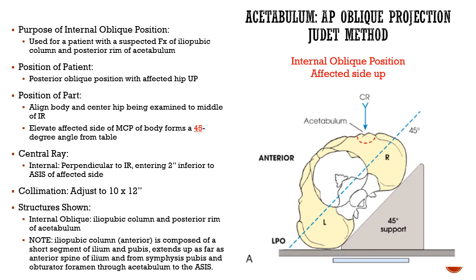We're going to enter 2 inches inferior to the ASIS of the affected side, and we're going to adjust our collimation to a 10 by 12. What we're trying to focus on to see is the iliopubic column and the posterior rim of the acetabulum.